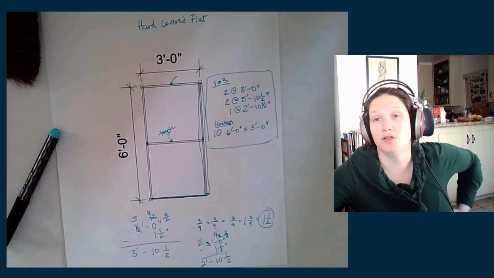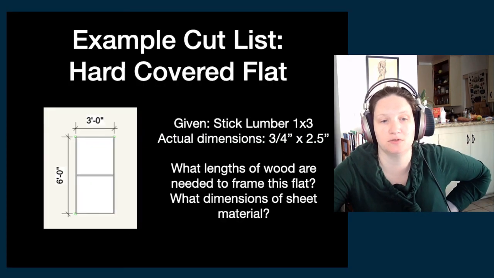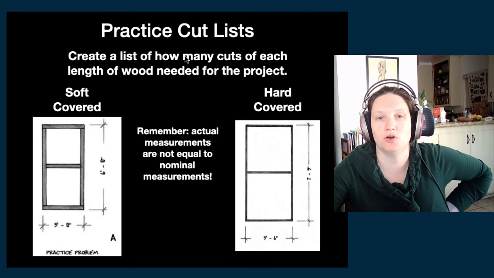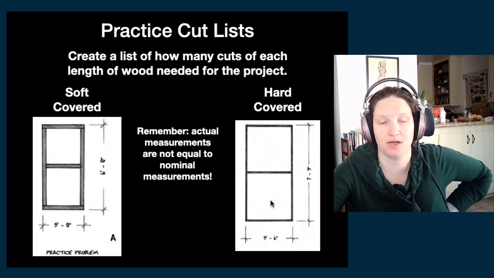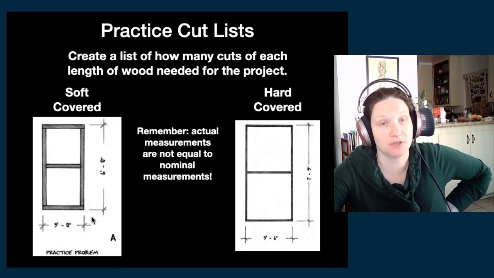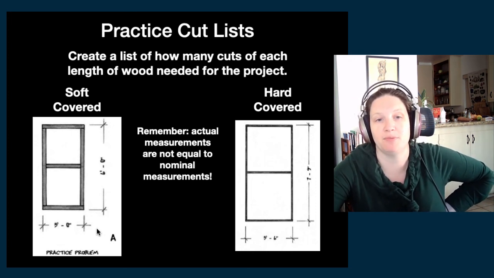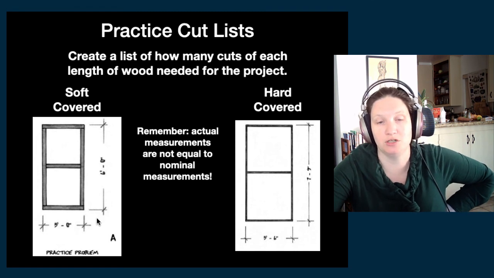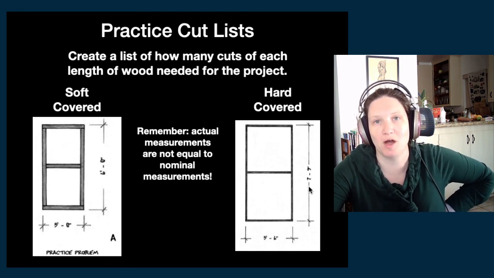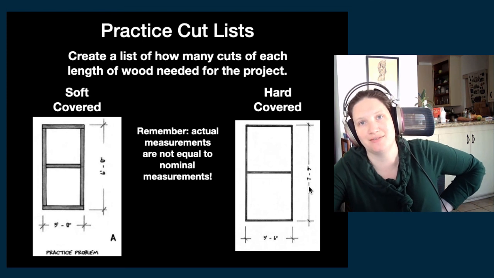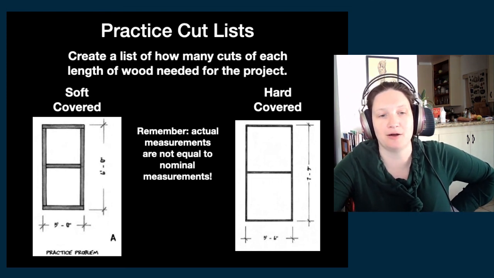Great. So your task, your assignment, this is due on Friday, is to do your own practice cut lists for each of these soft covered and hard covered flats that are given. So if you are given a soft covered flat that's 6 feet by 3 feet, what lengths of wood do you need in order to construct it? And then similarly, if you are given a hard covered flat that is 3'6" by 7'9", what lengths of wood are needed to construct that? And so that is our practice.